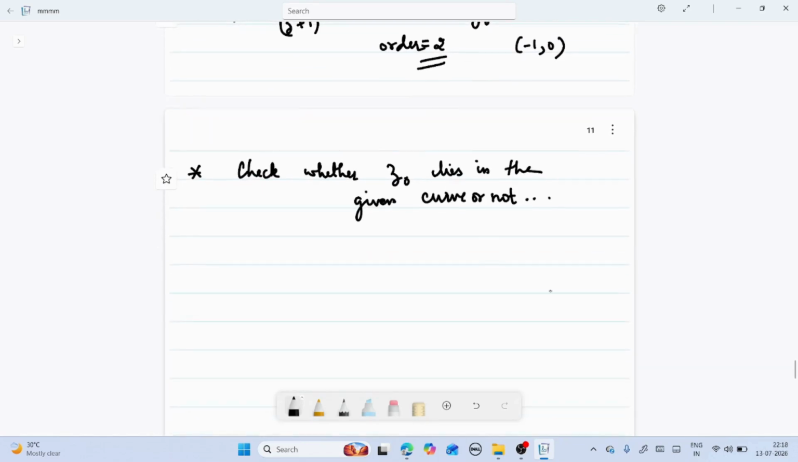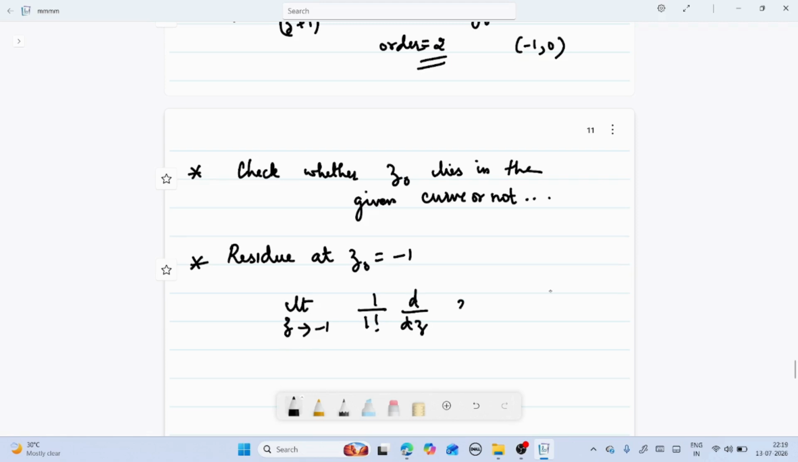So we find the residue with the usual formula. The residue at z naught equal to minus 1 is given by the limit as z tends to minus 1, and I have given this formula earlier, of 1 by 1 factorial d by dz of (z plus 1) the whole square into the given function. What is the given function? e power z by (z plus 1) the whole square. So this will just cancel out. You just differentiate e power z and then apply the limit minus 1. So the answer would be just e to the power minus 1.